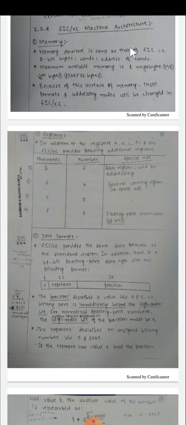So memory structure is same as that of SIC, that is 8-bit bytes here also, and words, address of words, these all things whatever we have studied in SIC, the same thing is here also. It means that SIC XE memory is also 8-bit bytes, and consecutive 3 bytes will form a word, and each word will be addressed or accessed with the help of lowest numbered bytes. The same things are repeated here also. Then maximum available memory is 1 MB here, that is nothing but 2 to the power 20 bytes.